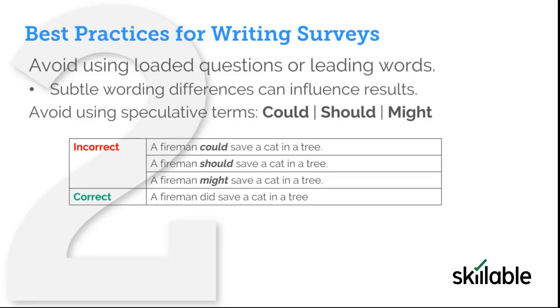So I might say a fireman could save a cat in a tree, or should save a cat in a tree, or might save a cat in a tree. Some of those are speculative, and should sounds a little bit like my own judgment. You might want to use did: a fireman did save a cat in a tree. Did, does, and can are good options for questions.